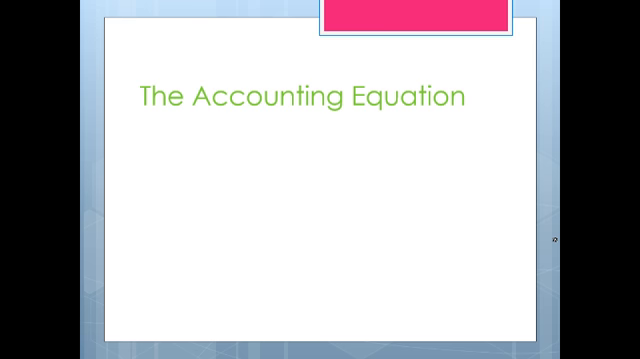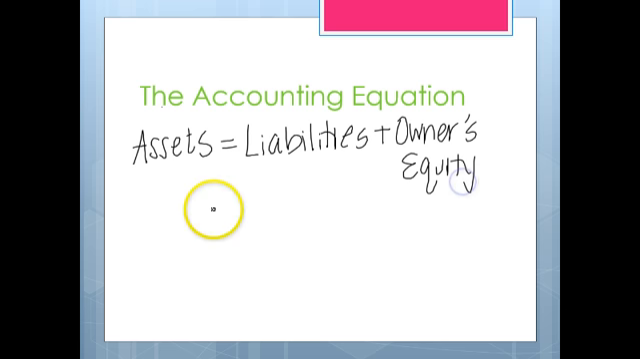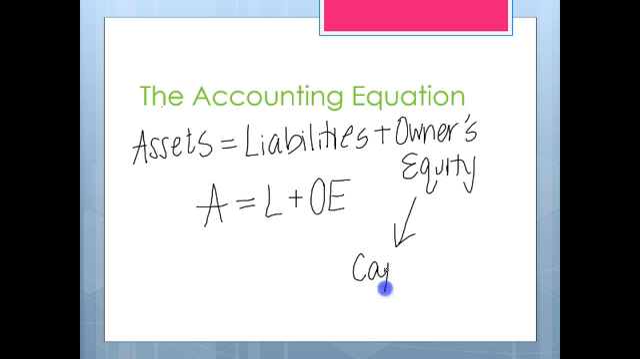The next thing we have is the accounting equation. The accounting equation can be written as assets are equal to liabilities plus owner's equity. A great way to remember this equation is the word ALLO, and that is A equal to L plus OE. You may also see owner's equity written as capital. These two words can be used interchangeably.